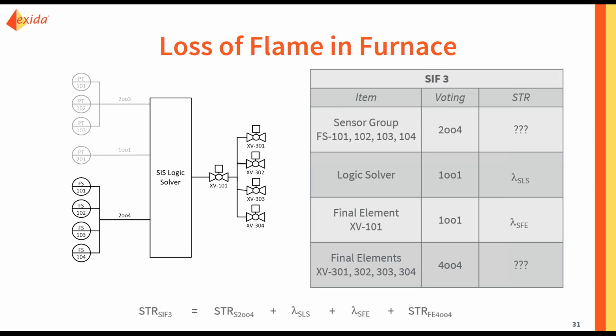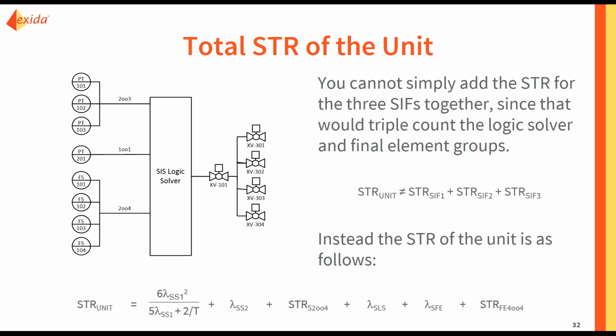But how do we calculate the STR for the entire unit? You might think you would just add up the STR of each of the individual SIFs, but this is not so. That would be a correct assumption if you have 3 completely independent SIFs. However, in this case, the logic solver and the final element are reused. So if you use the equation that way, you would triple count the logic solver and the final element groups.